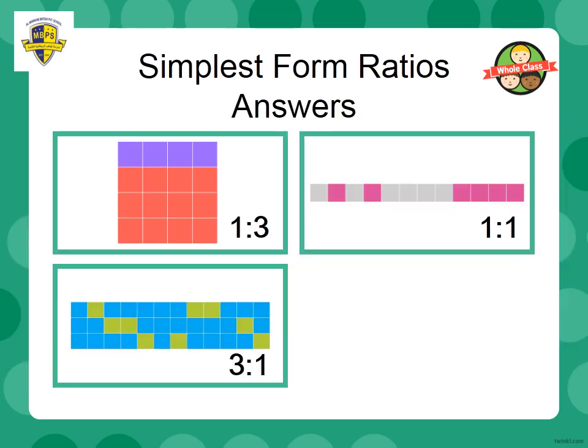So these are the answers here. Purple to red. The simplest form is 1 to 3. And 6 to 6, the simplest form is 1 to 1. The last one is 3 to 1.